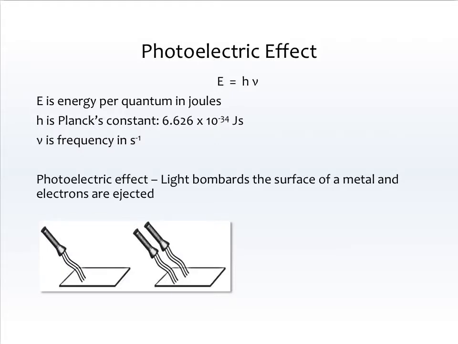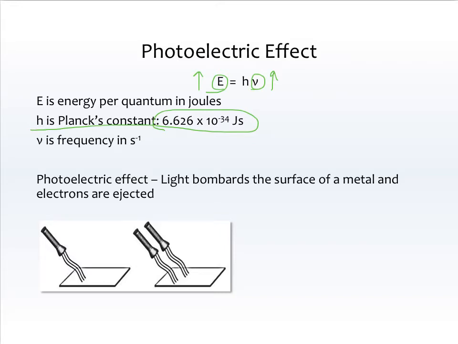So Planck gave us an equation that directly relates energy and frequency. And so energy is equal to h, which is Planck's constant, 6.626 times 10 to the negative 34 joule seconds, times frequency. So if energy increases, then frequency increases, and vice versa. So now we're going to talk about the photoelectric effect. The photoelectric effect occurs when light bombards the surface of a metal and electrons are ejected. This would be as if you turn on an electric stove and the coils get red. The coils are getting red because electrons are being ejected, and we're seeing those electrons as light.